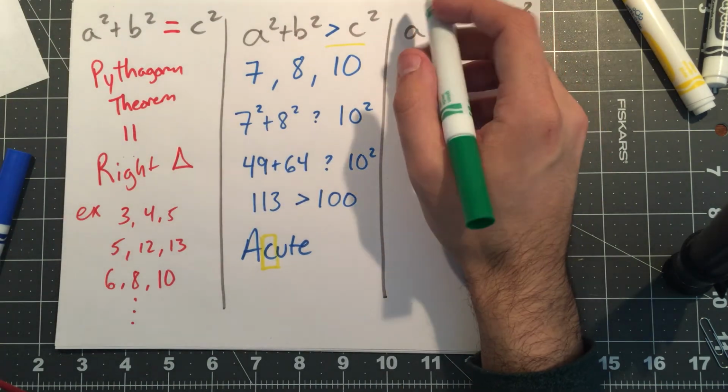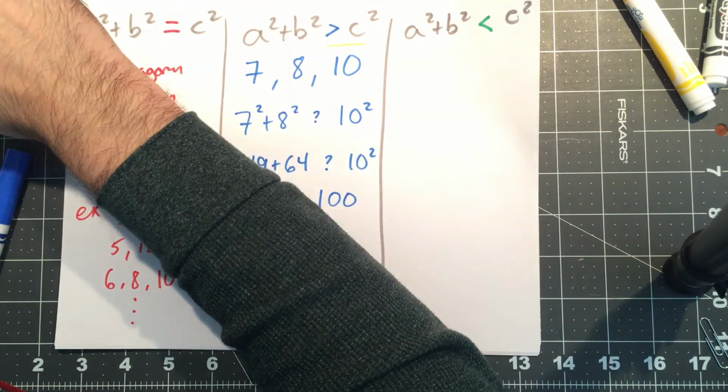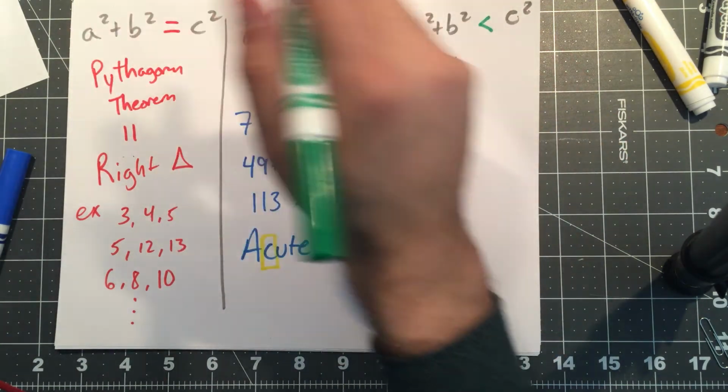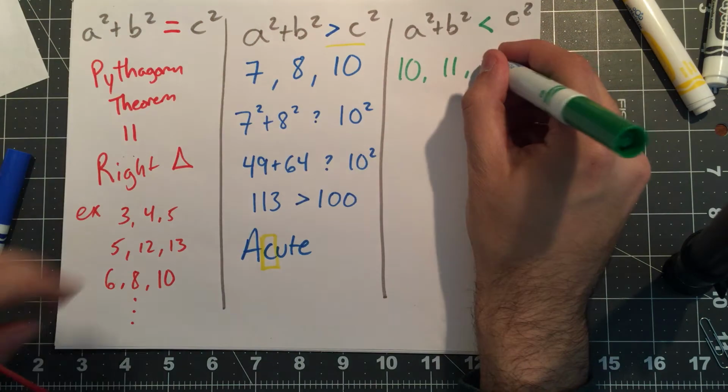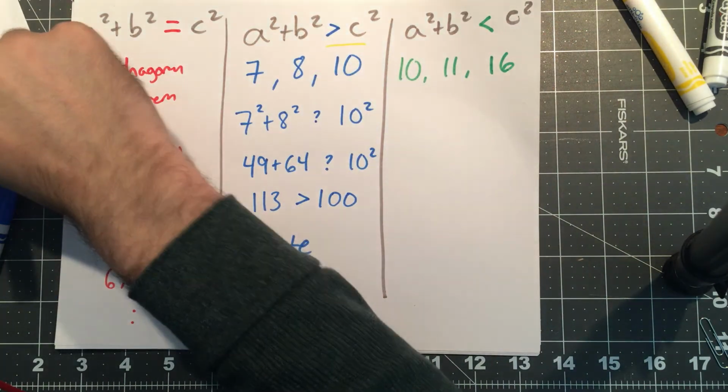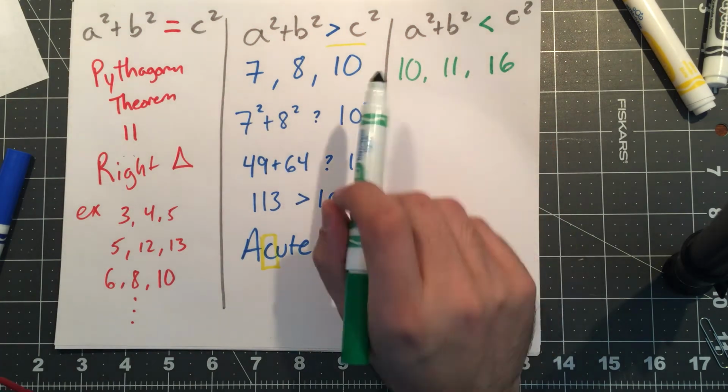Okay. No, we don't want that one actually. How about 10, 11, and 16? Okay. 10, 11, and 16.